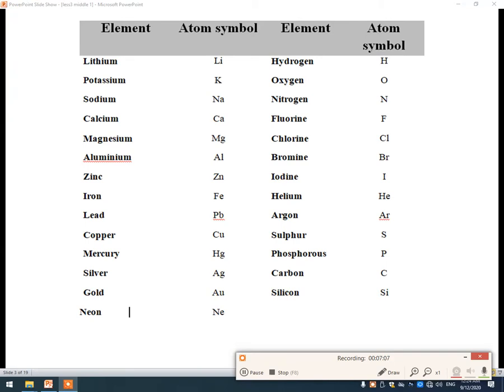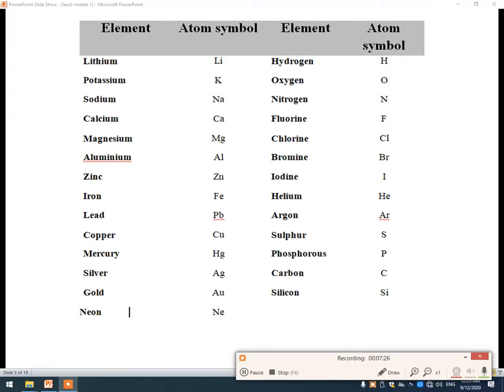Next, bromine. Bromine has two letters, which come from the original name bromine, B capital, r small. Next, iodine. Iodine, only one letter, and it should be capitalized, which comes from the original name of iodine.